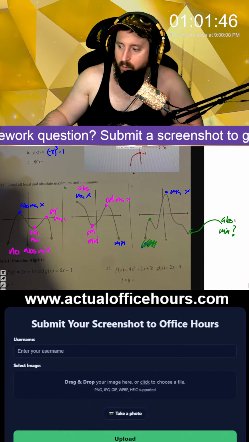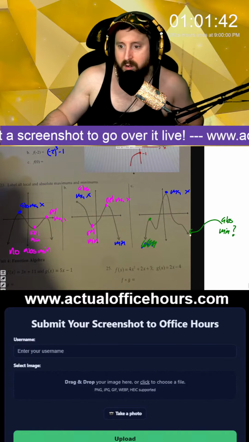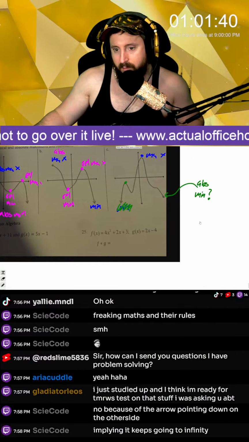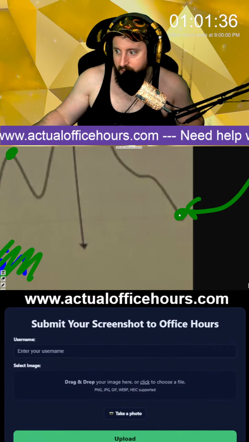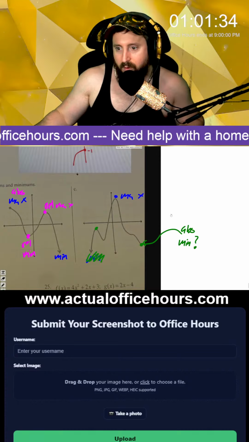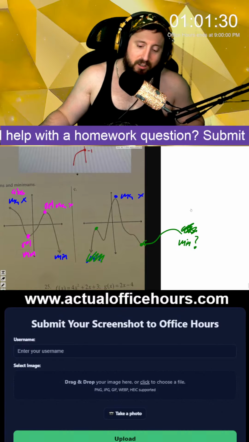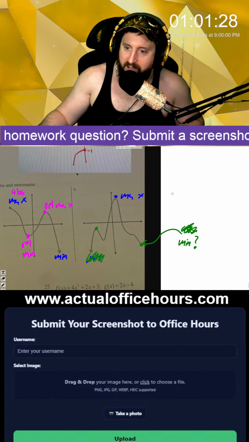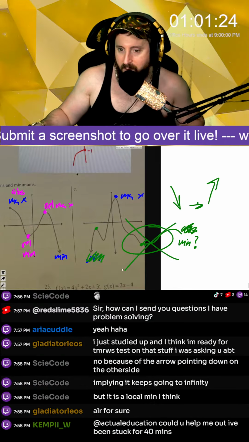Yeah, no point of the arrow pointing down because the other side it keeps going to infinity. Well, no. I think this is a dot here, Psycode, though, right? This is a dot. So this stops. So, yeah, I agree this is a local min. I think a local min, by definition, though, has to have slope down, slope 0, slope up. And that's not happening here.